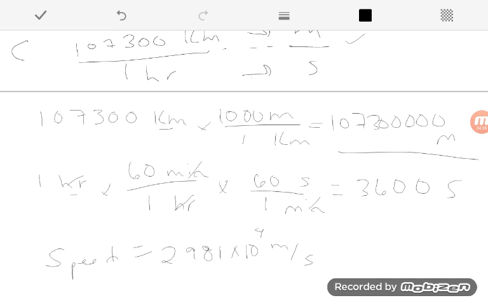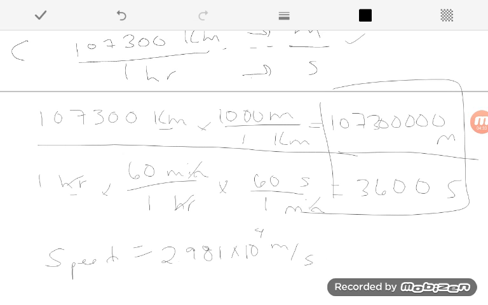So because we separated it, we made our lives really easy. We converted the top, converted the bottom, divided those two pieces to get back to our combined unit, now in meters per second.